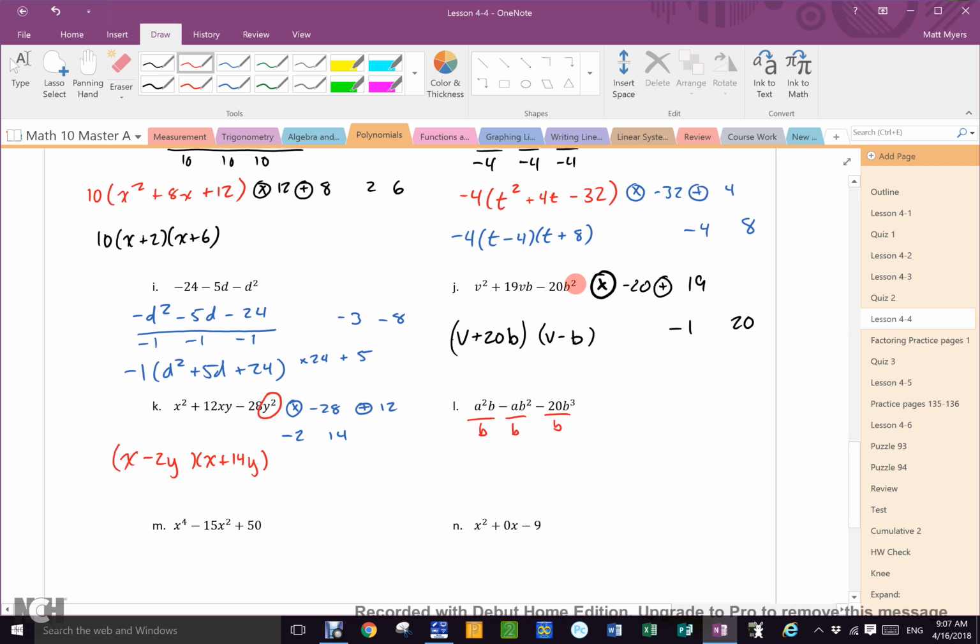1. So I know I need to multiply to what? Minus 20, and add to what? Minus 1. Is it 1 and 20? No. 2 and 10? Will 2 and 10 get me to 1? No. 5 and 4? Yup. How does 5 and 4 get me to negative 1? 4 minus 5, right?